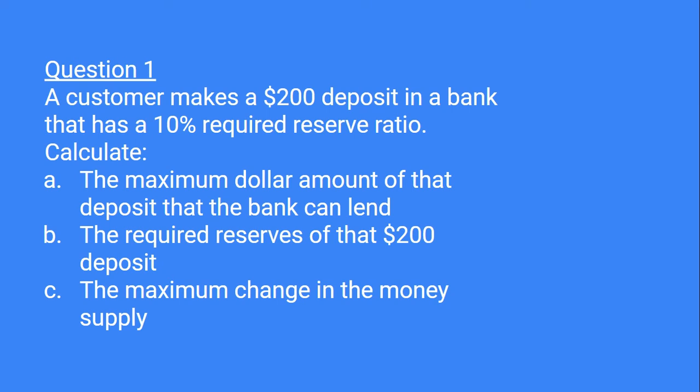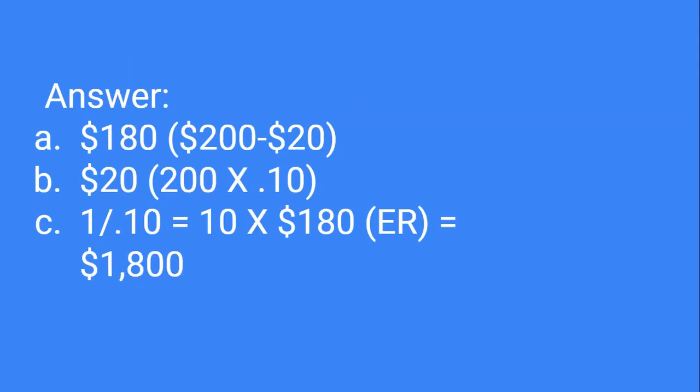Got a couple more minutes. See if you can answer this question. $200 deposit, 10% required reserve. See how much of that deposit the bank can lend, how much of that $200 deposit banks have to keep, and what the change in the money supply would be. Here's the answer. Banks can lend out $180 of the $200 deposit. They have to keep $20 because 10% of $200 is $20. And then the maximum new money that could be created within the economy, if banks continue to lend it and people continue to spend it, would be $1,800.